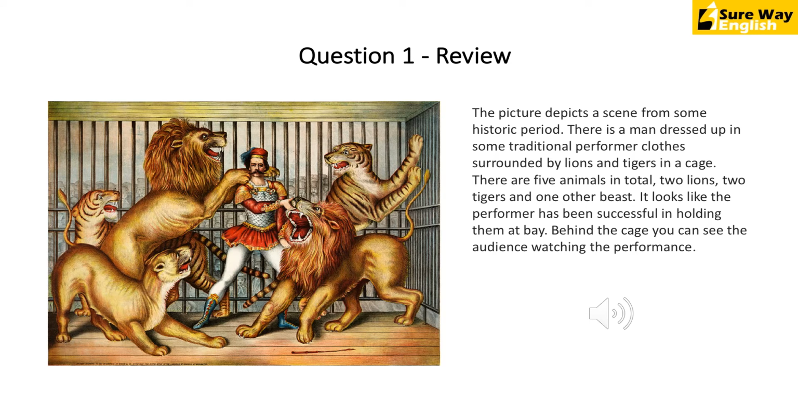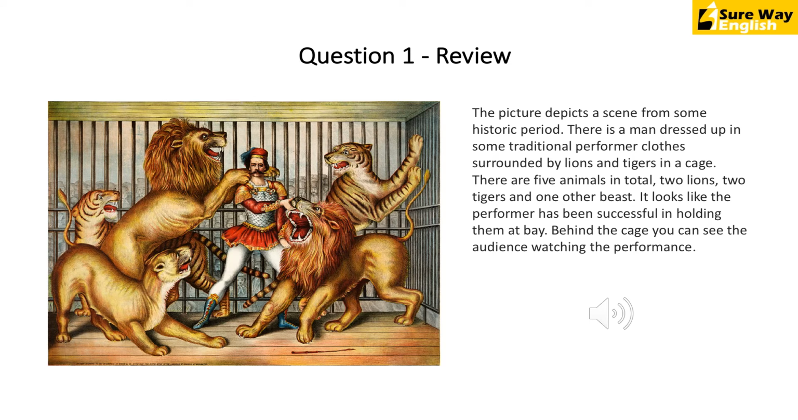Why historic period? Because by looking at the dress of the man, right, you can see that it looks like it's from some old time period. And then you describe the different elements of the picture. The one element of the picture is that there's a performer, there's a man who's dressed up in some traditional clothes, and he's surrounded by lions, tigers, etc.